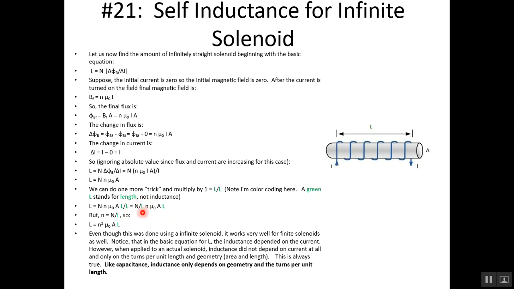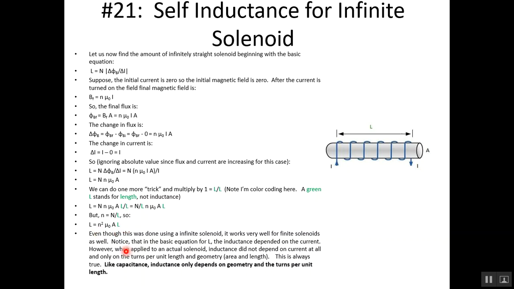You put one of the L's with the big N, and you leave the other L by itself. If you put one of the L's under the big N, you get N per L, which is little n. And so it reduces to that equation there, which is N squared mu zero A times L, which is the length of the solenoid.